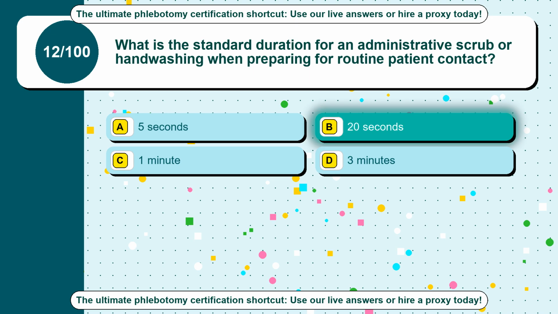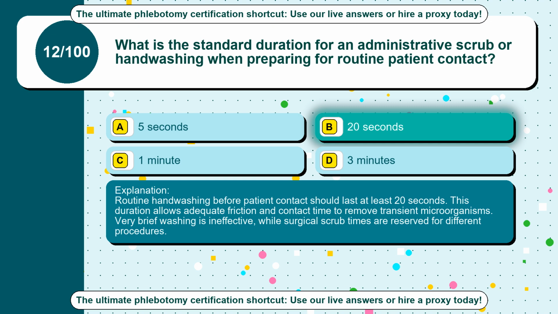20 seconds. Routine hand washing before patient contact should last at least 20 seconds. This duration allows adequate friction and contact time to remove transient microorganisms. Very brief washing is ineffective, while surgical scrub times are reserved for different procedures.